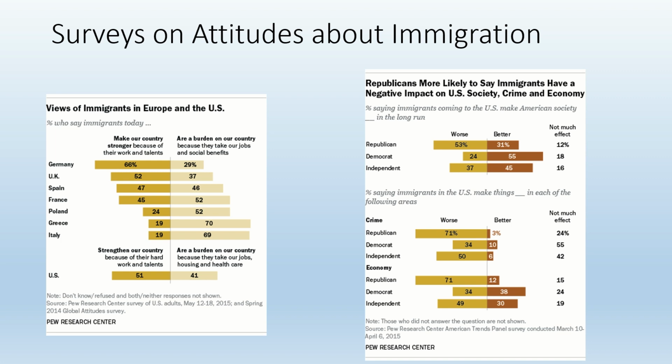If you look at the surveys around immigration, what you find is views of immigrants in Europe and the United States. Look at the individual country and you see big differences. Some countries like Germany and the UK, and to some extent the United States as well, have generally positive views of immigrants. Other countries like Greece, Italy, and Poland have generally negative views of immigrants and whether or not they serve their host nation. In the United States, we have a big divide between Democrats and Republicans. Republicans are far more likely to say immigrants have a negative impact on U.S. society, and the Democrats are far more likely to say they have a positive impact.